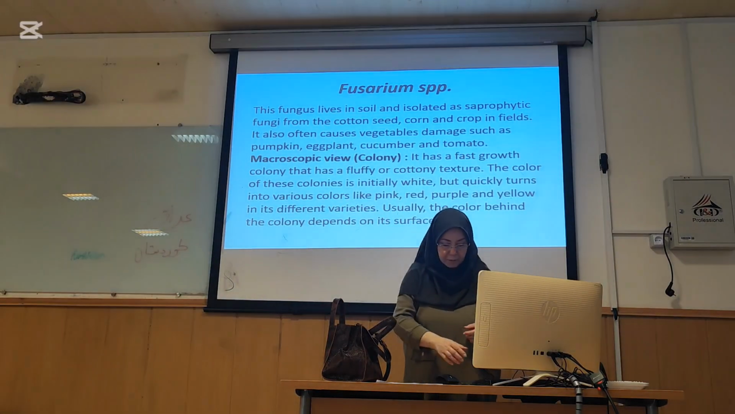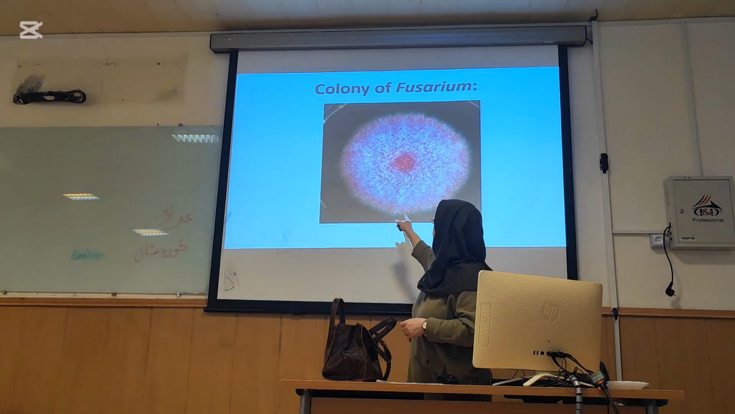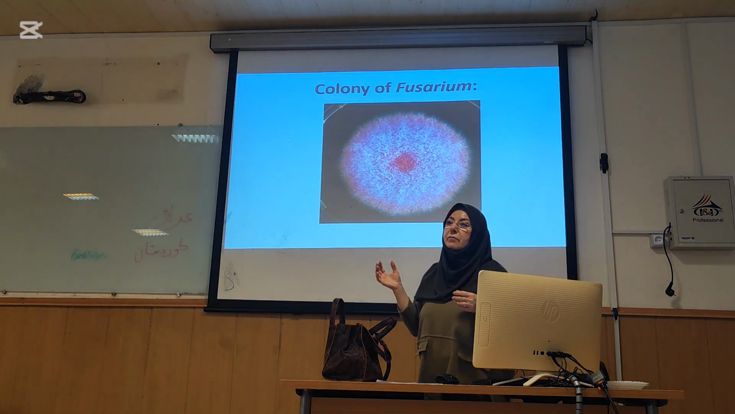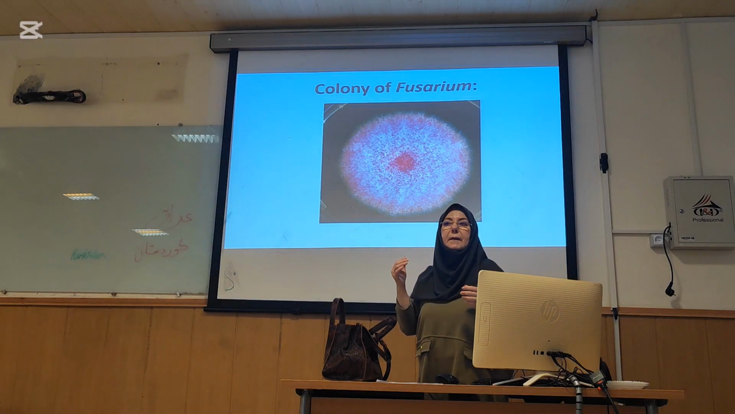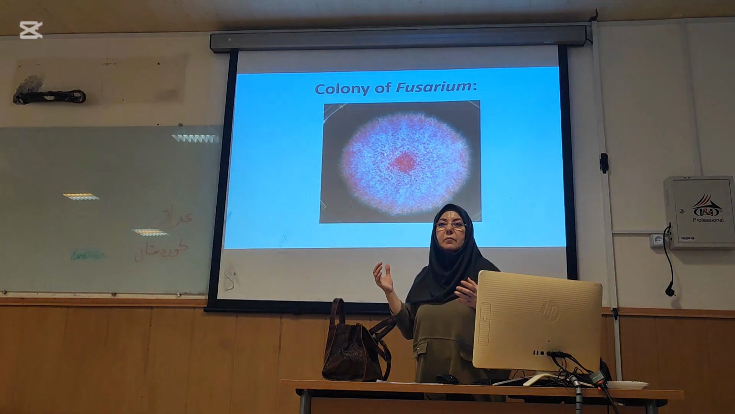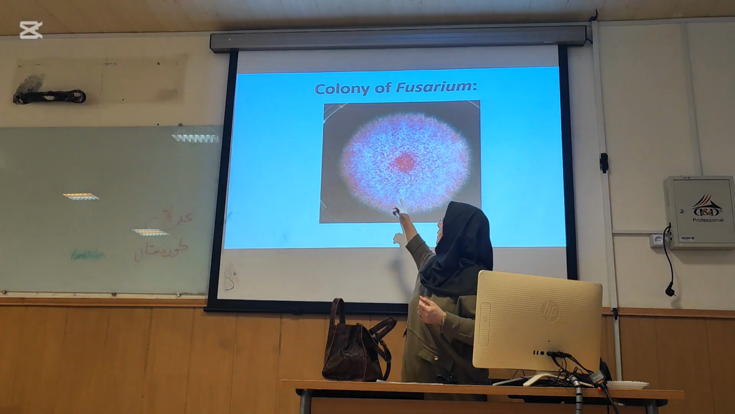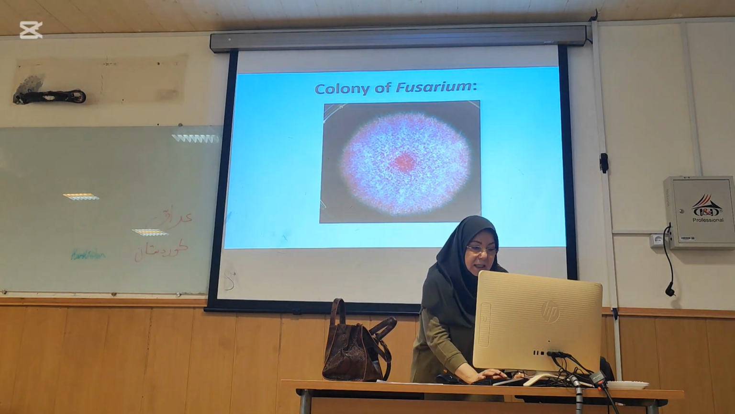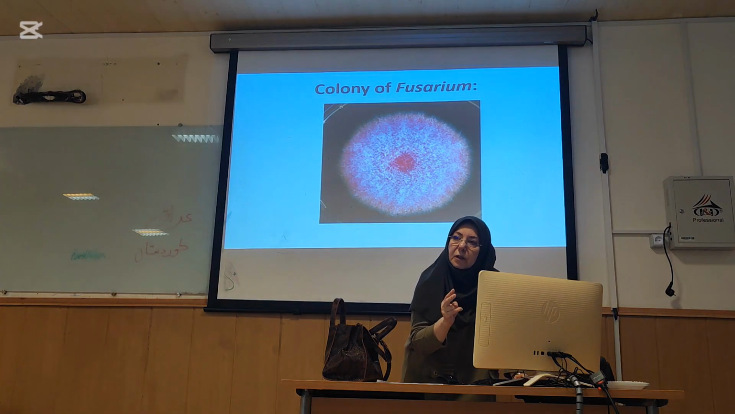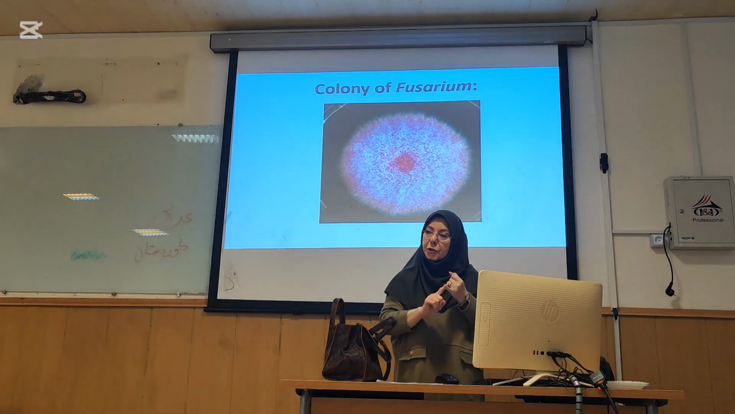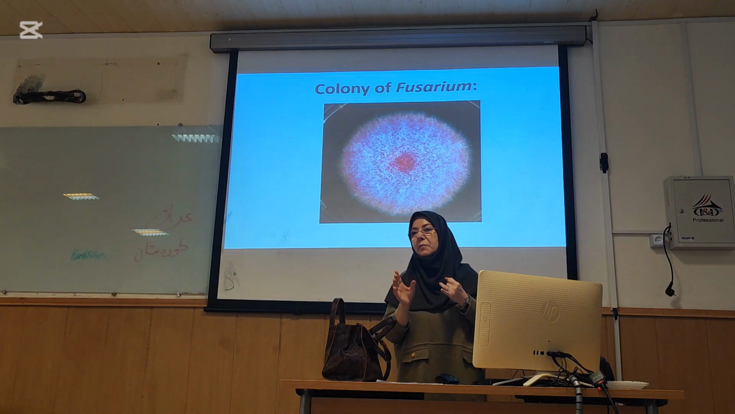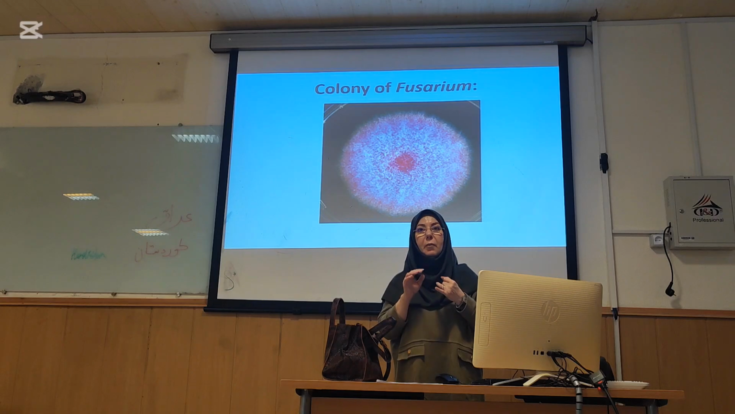The colony of this fungus usually has a white color, gradually tending to pink or purple, and the back of the colony is purple. This fungus has two different conidia, microconidia and macroconidia. Microconidia are not important for identification, but macroconidia are important.